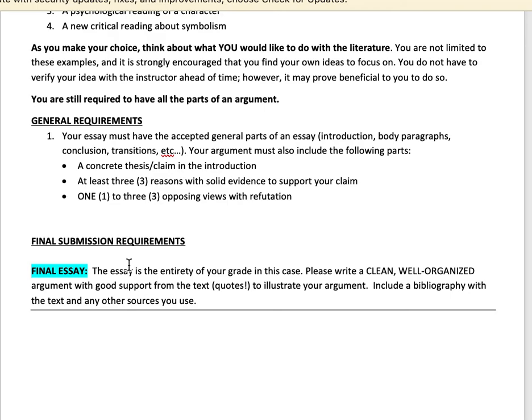This, again, is your final essay in the class. This is right up against the deadline of finals week, so make sure that you get this submitted on time. Make sure it's clean and well organized. Include a bibliography, which will have at least the text that you're reading on it. If you choose to find a source or two, you're welcome to use that as well. Just make sure that you're citing it in text and on your bibliography as well.